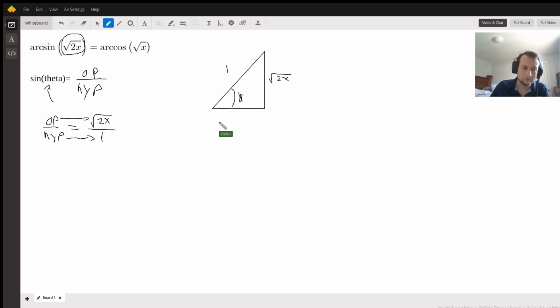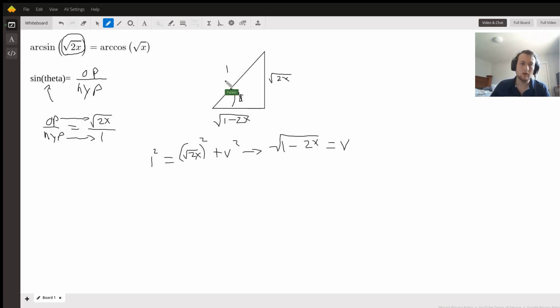Now, using the Pythagorean theorem, we're able to solve for this side v. We have 1 squared is equal to square root of 2x squared plus v squared, and that becomes the square root of 1 minus 2x is equal to v. Let's go ahead and put that in. Square root of 1 minus 2x.